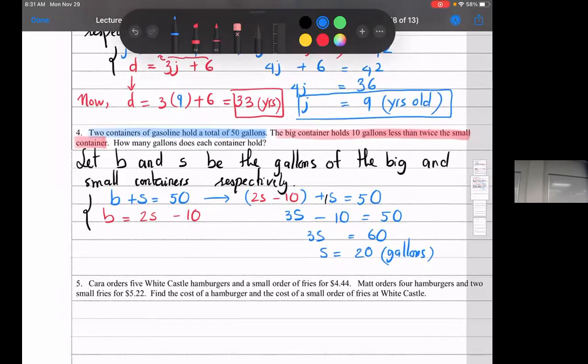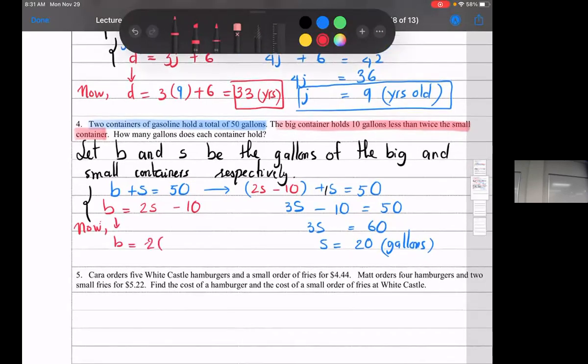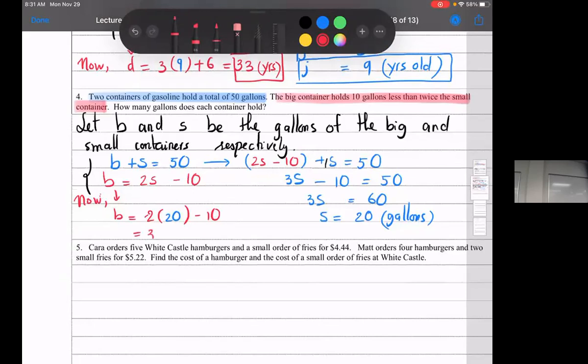And then the big one, now, this one right here, B equals 2 times, the small one is 20 gallons, minus 10. 40 minus 10 is 30. Don't forget your units, okay? It's 1 point. We box the blue one as well. Very good.